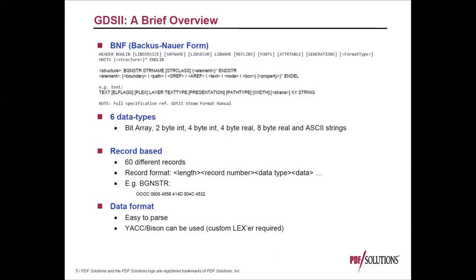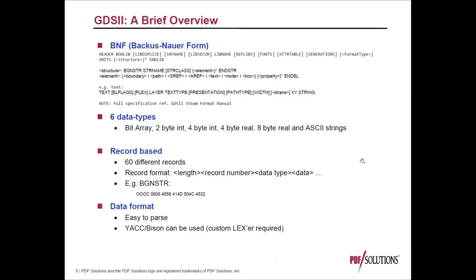For instance, if we look at what a text element is, it has again some optional parameters, then for sure a layer, a text type, then a few more optional parameters, a transformation, the XY coordinate, and the actual string. The full spec of GDS2 is not much longer than this. Of course, for each individual record you have some more definitions, and in total you have 60 different records.